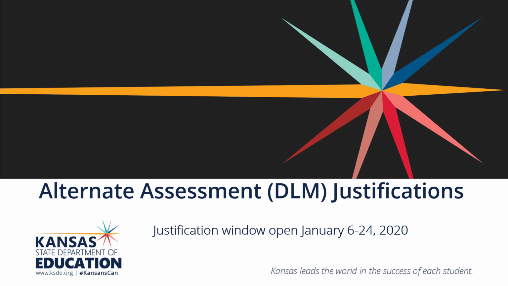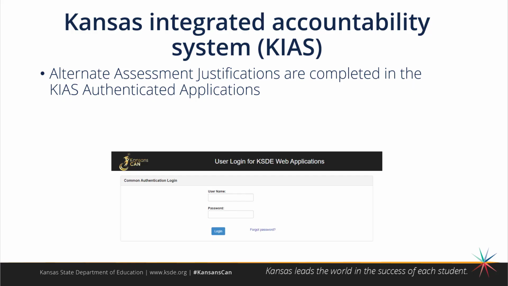I'm an education program consultant on the Special Education and Title Services team, and I have some updates as far as the alternate assessment DLM justifications. The alternate assessment justifications were moved to the KIAS, or the Kansas Integrated Accountability System, last year. They are going to remain in the KIAS web application.